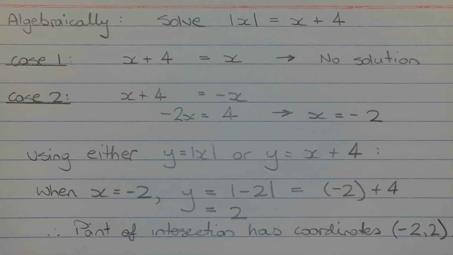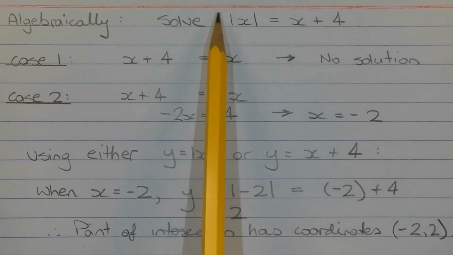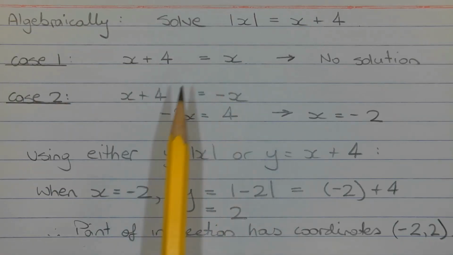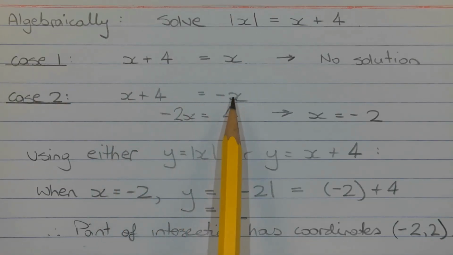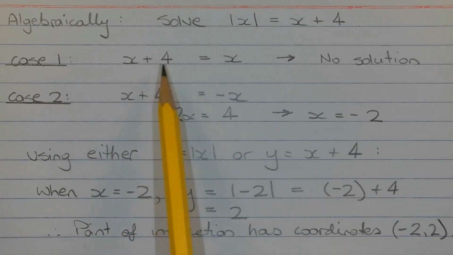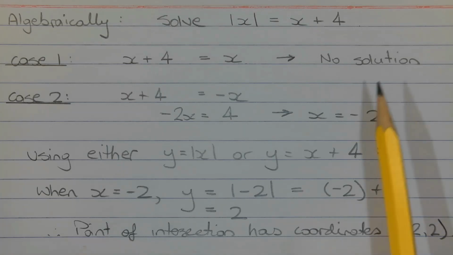Now, as a point of interest, I'm going to find the coordinates of the point of intersection of the graphs algebraically. And we do that by solving the equation, the absolute value of x equals x plus 4. Now, this gives rise to two cases because we're dealing with an absolute value term here. We either have case 1, x plus 4 equals x, or case 2, x plus 4 equals -x. Let's consider case 1, x plus 4 equals x. If we subtract x from both sides of the equation, we get 4 equals 0, which is nonsense. So we don't have a solution for case 1.